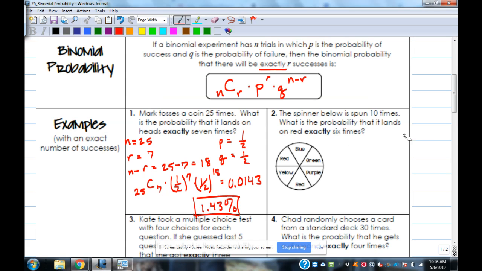Okay, so what you need to do is type in the number of trials first. So you would type the number 25, then hit math, PRB, and it's going to put NCR right there. And then you'll type a 7 after that. And that's doing the same. That's how that thing does that.